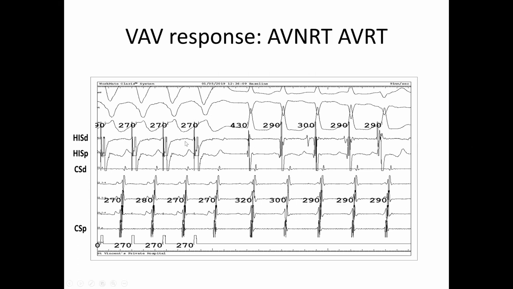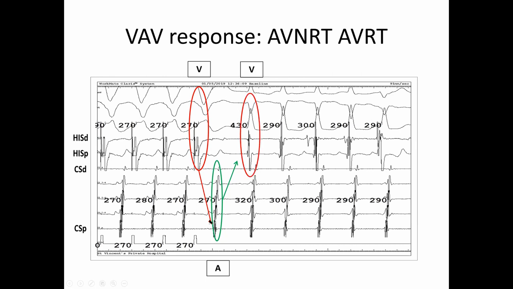And so what we're looking at, the intervals, is the last V pace beat has entrained, it's reset, it's advanced the SVT circuit to the same rate in the atrium that you've paced in the ventricle. So 270 millisecond entrainment, you've advanced this 290, 300 millisecond tachycardia to 270 milliseconds. So you've got a V, then an A, and the A goes back up to a V. So you've got a VAV response. And this is typical of AV node reentrant tachycardia or AV reentrant tachycardia. We'll come back to this slide a little bit later to tell you which of these two this is.